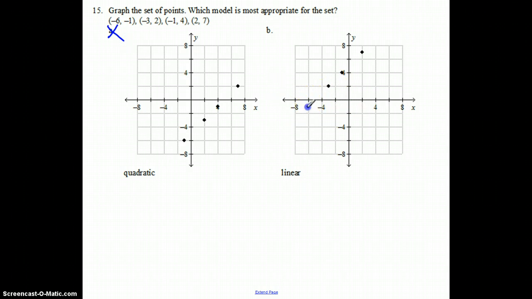Negative 6, negative 1, that point checks out. Negative 3, 2, that checks out. Negative 1, 4, that checks out. And 2, 7, that checks out. So those 4 points are all right. And also if I look at this, I can see they all line up, which means it has to be linear. So remember, you're checking it, and you're also checking that piece down there.